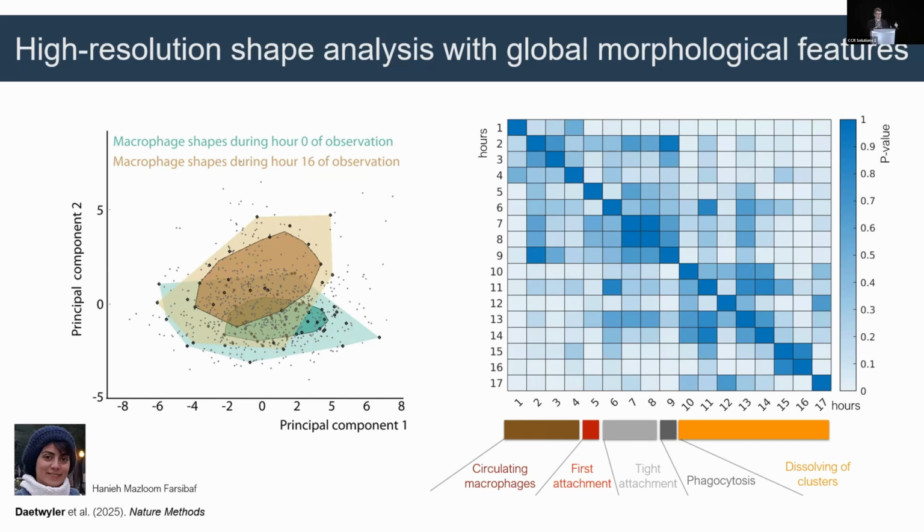And then we can observe shape transitions. For example, from hour 4 to hour 5, it's quite white, so shapes have changed quite drastically in this hour. And we can recapitulate what we observe in the movie, that the shape follows this function, from circulating macrophage to first attachment, to tight attachment, to phagocytosis, to dissolving of clusters.